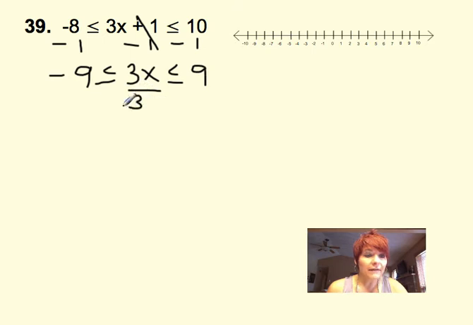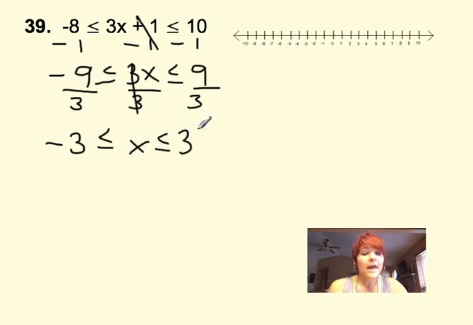Now we have to divide everything by 3 to get x by itself. Negative 9 divided by 3 is negative 3 is less than or equal to x is less than or equal to positive 3. Okay? Now that's the answer to solving the compound inequality.